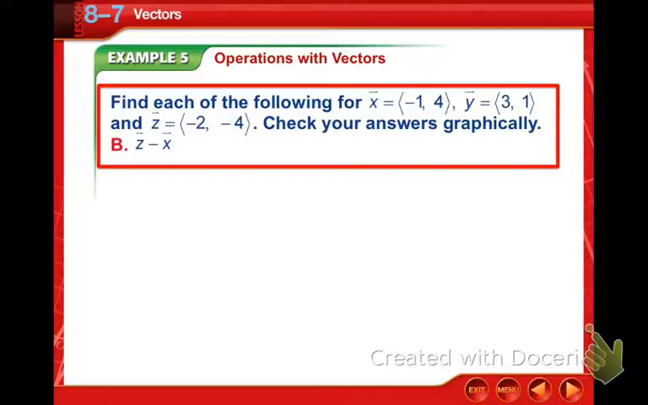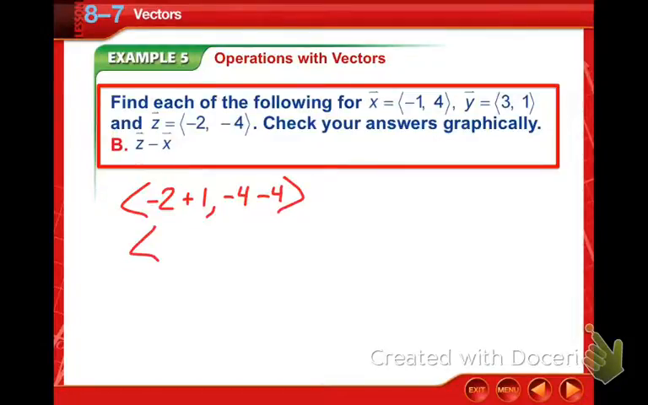I'm not going to write it out like I did in the last one. It was a little weird. But, so if we take our z value, -2, for the x value for the z vector, then the x value for the x vector is -1. So we subtract -1. Then we have -4 is the y value for the z vector, and we subtract 4, which is the y value for the x vector.